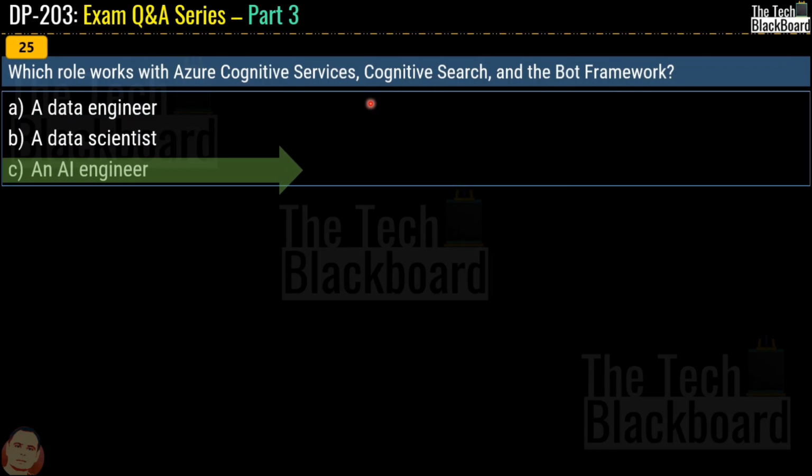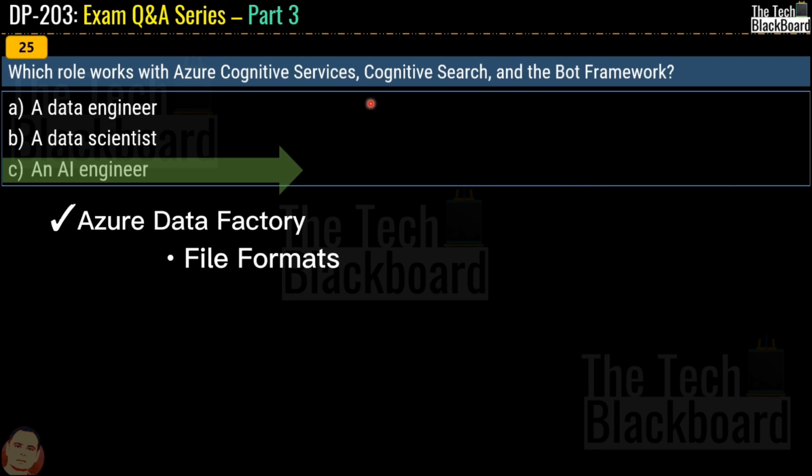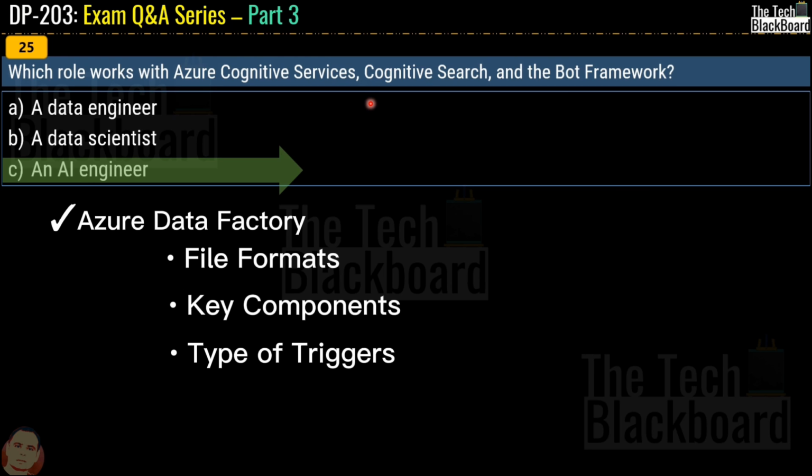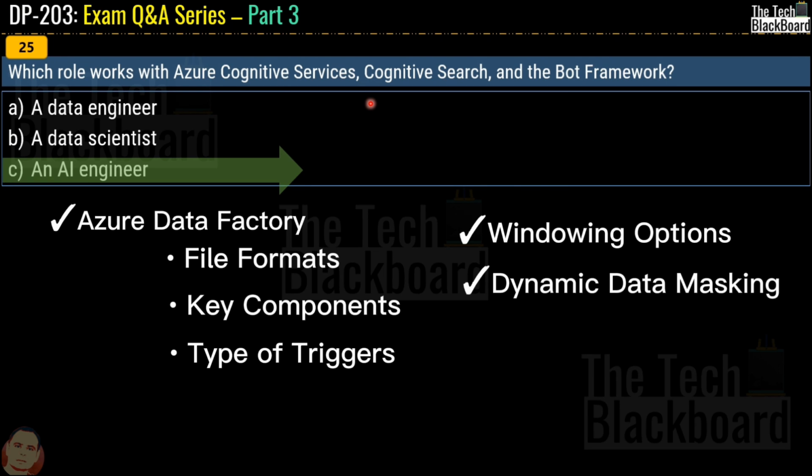So friends, those were the 15 exciting questions that we covered in part 3 today. In today's part, we learned a lot of concepts on file format in general and also different file formats that are supported by Azure Data Factory. We also understood the key components of Azure Data Factory and what are the different triggering options in Azure Data Factory. Then we covered a couple of questions on windowing options as well and also touched upon dynamic data masking.